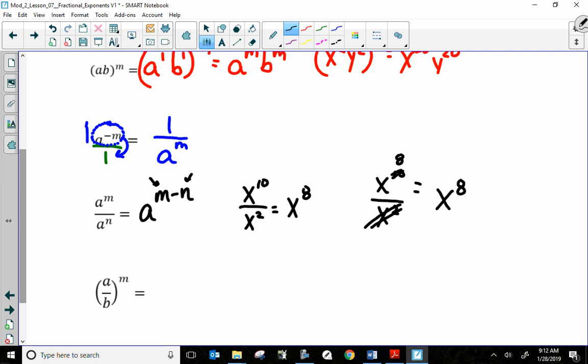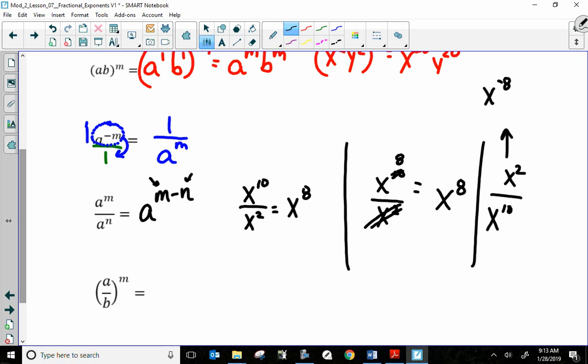How come? Because if I have a bigger exponent in the bottom, let me flip that. If I have x to the 2 over x to the 10, if I subtract them, let's do it this way, subtraction. It's x to the 2 minus 10, that's x to the negative 8. Of course, that's over 1, so I need to flip it. I end up with that.